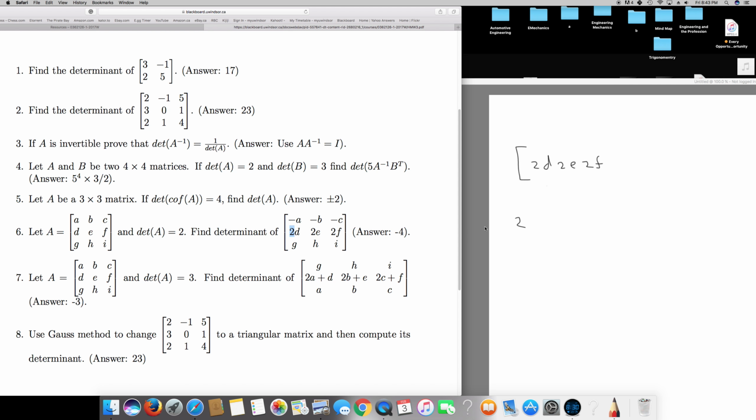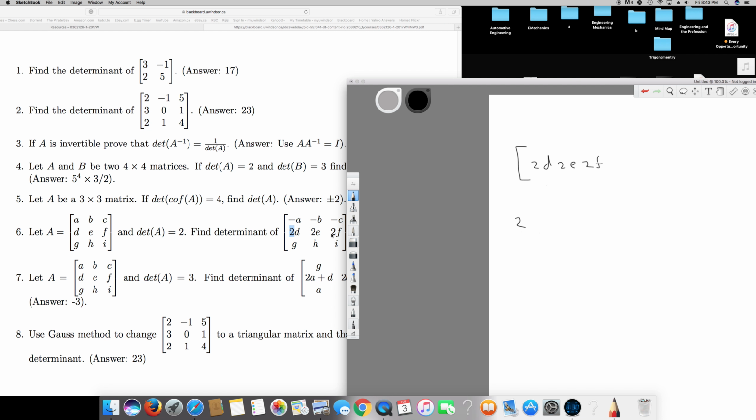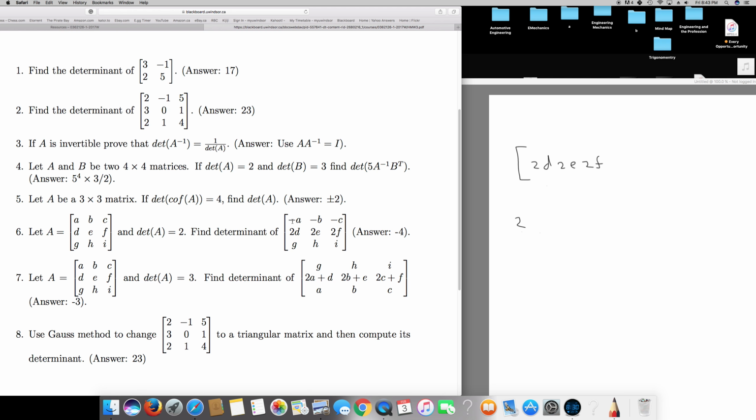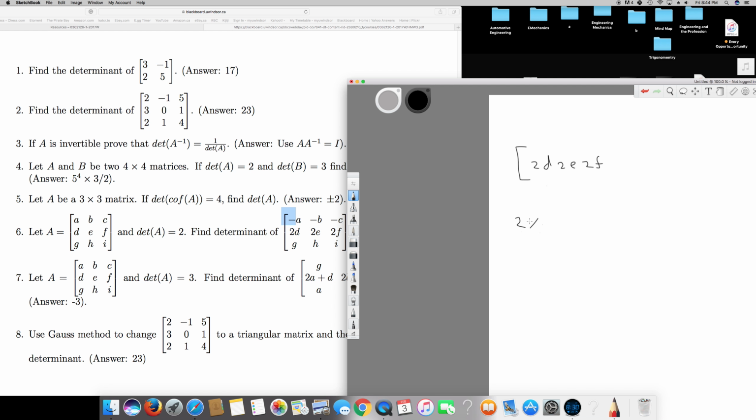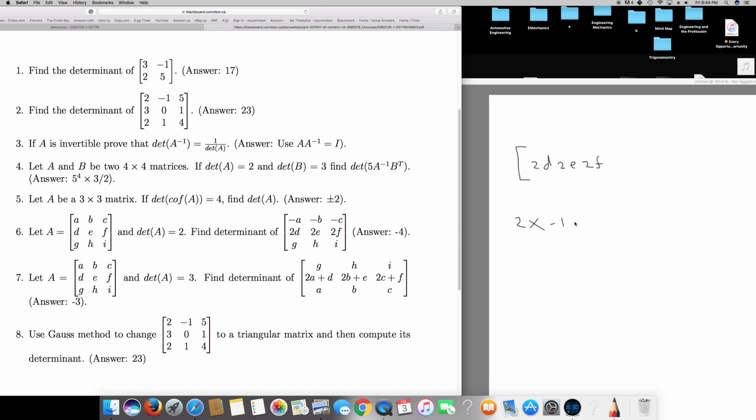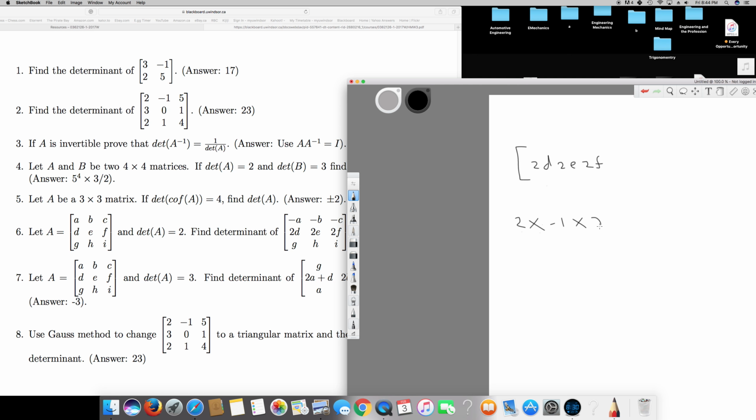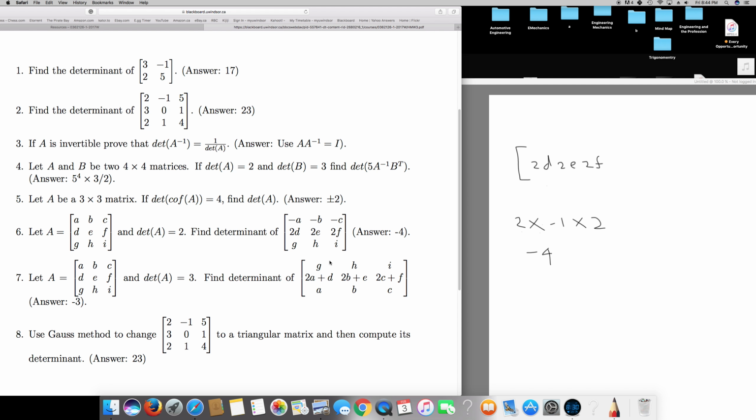In this case, just one row has 2, so I'm going to take this 2 out, and here minus 1 is common, so I'm going to take this minus 1 out. 2 times minus 1, and they have given determinant A is 2, so I multiply by determinant A, which gives me minus 4. Minus 4 is the final answer. The next one has rows A, B, C, D, E, F, G, H, I. Find the determinant of this one.